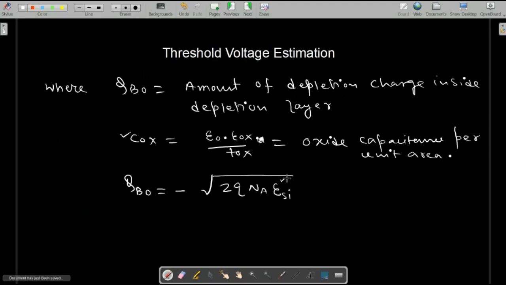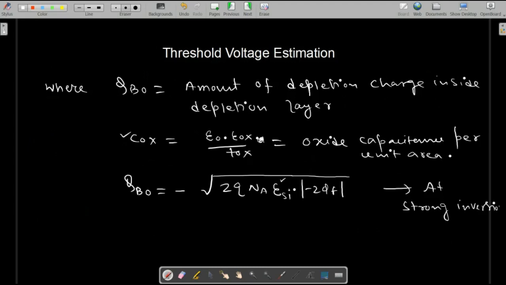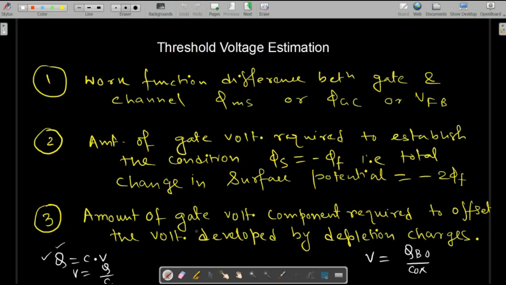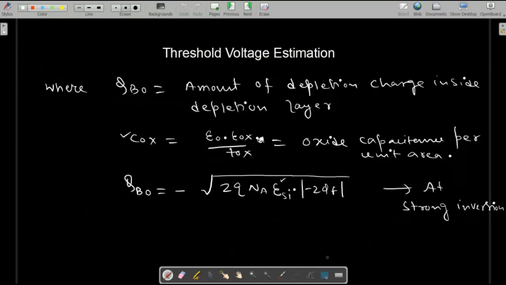Of course, it will be multiplied by epsilon 0 into minus of 2 phi f at strong inversion. Okay. So this is the third component of threshold voltage: the amount of gate voltage component required to offset the voltage developed by depletion charges. So V equal to Q by C, where Q is the depletion charge QB0, expression is this one, and C is the oxide capacitance per unit area, epsilon OX by TOX.